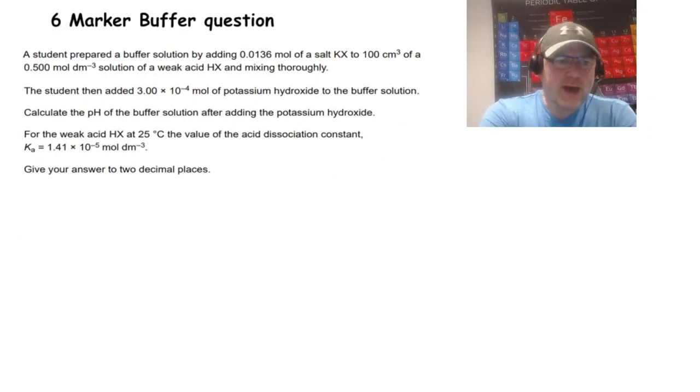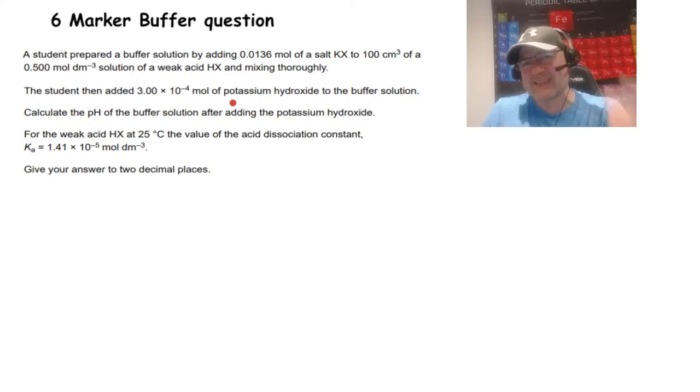Cool. Now for this one, check this one out. This is even harder. A 6-mark buffer question. So you go out of your way to try and find an easy one. You won't. A student prepared a buffer by adding 0.0136 moles of a salt, KX, algebraic here, to 100 centimeters cubed of a 0.5 mole per decimeter cubed solution of weak acid, and they mix thoroughly. Okay, so they're reacting together. The student then added 3.3 times 10 to the minus 4 moles of potassium hydroxide to the buffer solution.